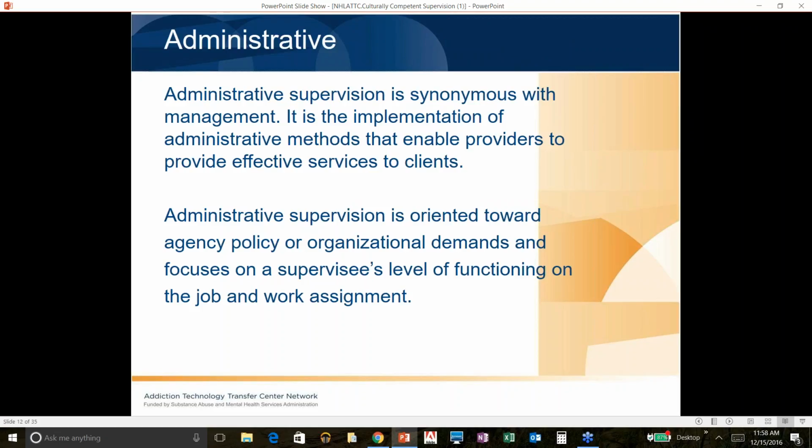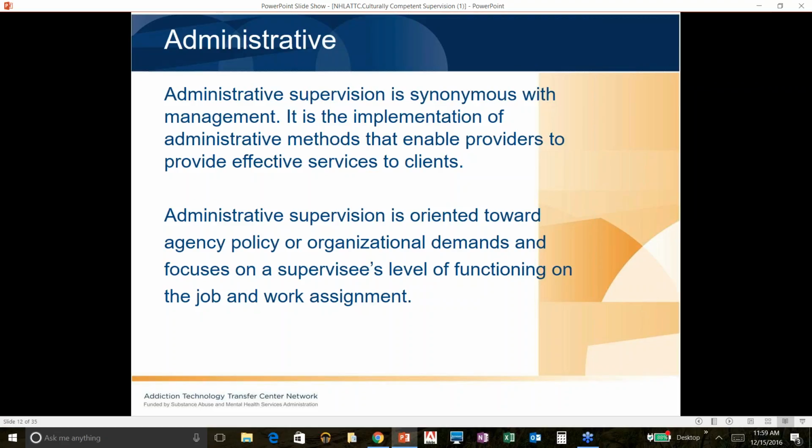And so briefly, administrative supervision is really very similar to management. It's concerned with correct, effective, and appropriate implementation of policy and procedures. It ensures policy is implemented and that there's a responsibility to enable supervisees to do their job.